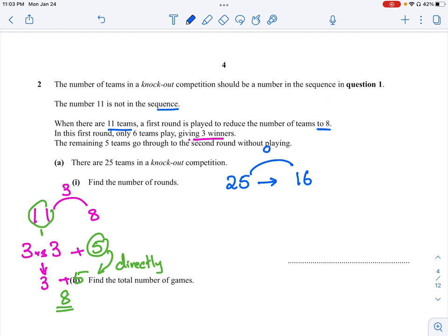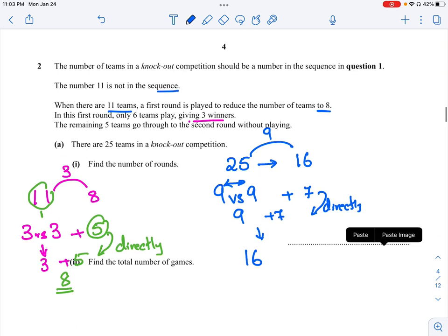So what is the difference? 9. So I have to pick up 9 teams. To play against these 9 teams, another 9 teams have to be picked up. So totally 9 plus 9 is nothing but what? 18. 25 minus 18 is nothing but what? 7. So these 7 teams will directly go to the second round. So these 9 teams will give 9 winners, plus 7, so totally I will have 16 teams. So when I have 16 teams, how many rounds of the game are being played?